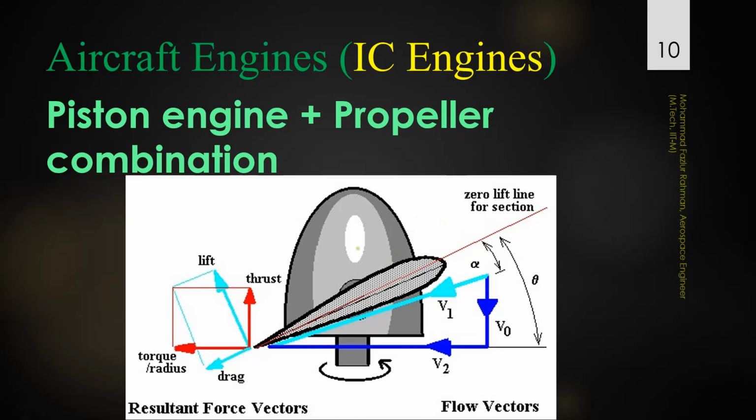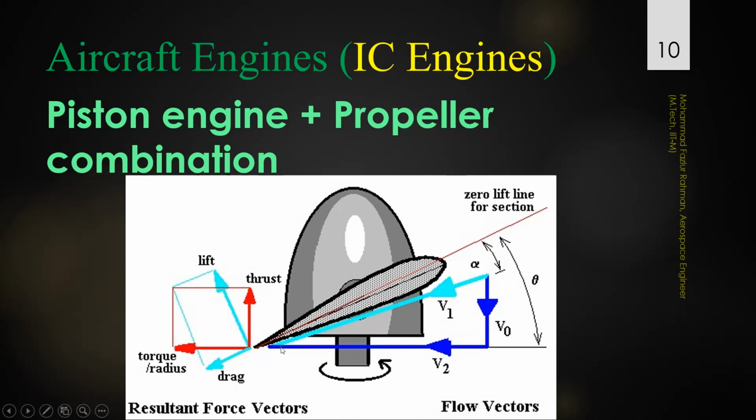One motion is associated with the vehicle motion itself, what you call free stream velocity. The vehicle is moving with a particular velocity, so the propeller moves forward in the axial direction. It has another motion, which is the rotary motion. It's rotating in the air, so it has a rotational motion in this direction. We can see V0 is the axial velocity with which it is advancing in the air, and V2 is the velocity with which it's rotating in the air.